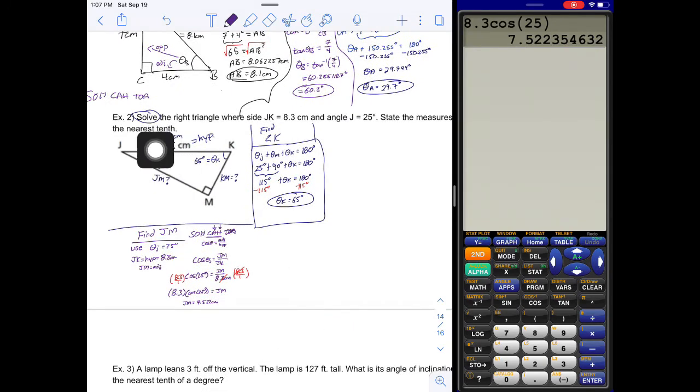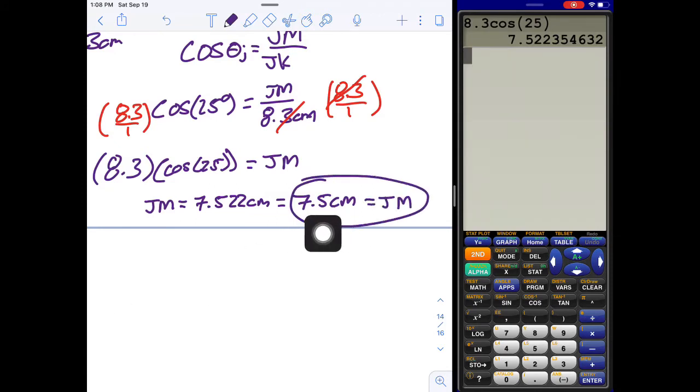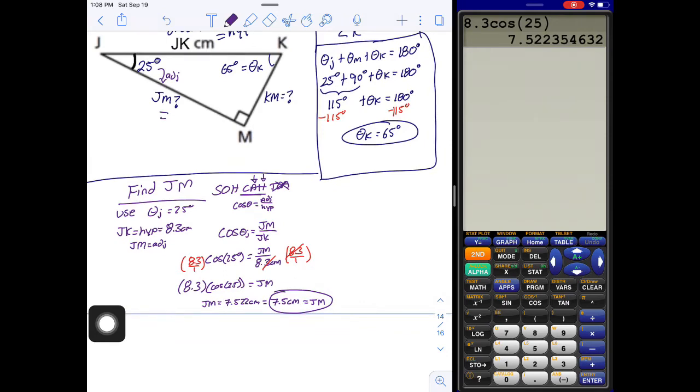State the measures to the nearest tenth. So the nearest tenth here would be this value, okay? And we're going to keep it at 5 because 2 is less than 5. So this will be 7.5 centimeters equals JM. Now recognize if I were to ever use this number in a calculation, I have to use that whole rounded number. So you've got to remember that. So JM equals 7.5 centimeters.